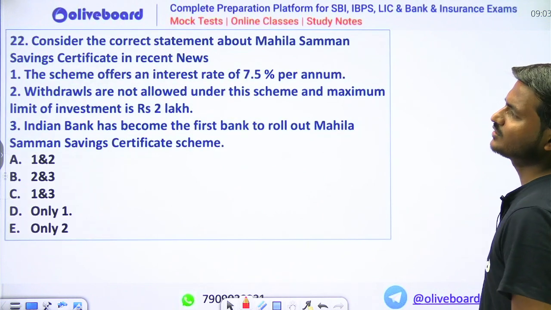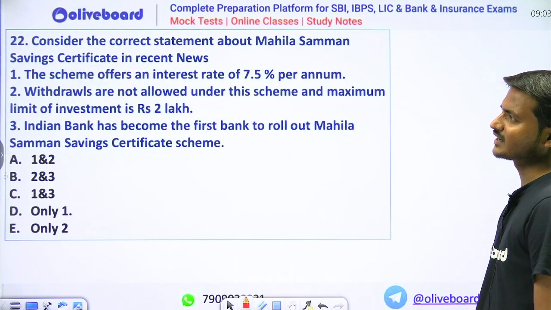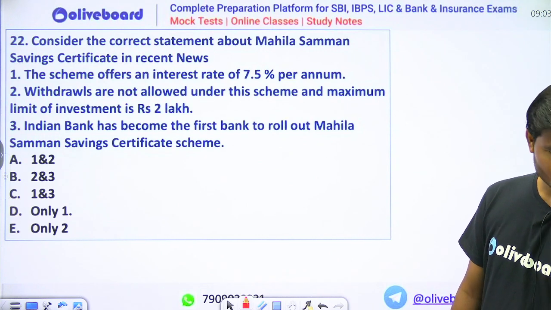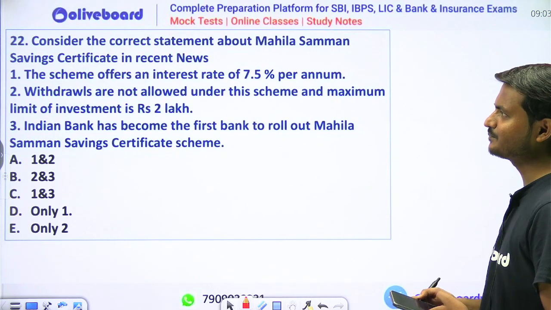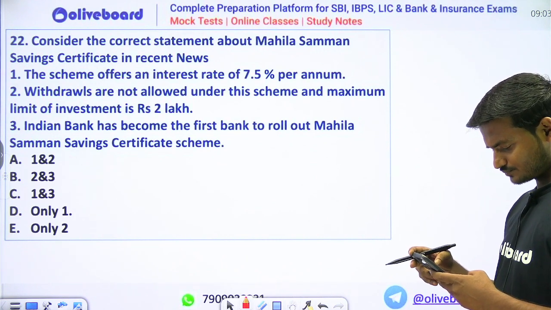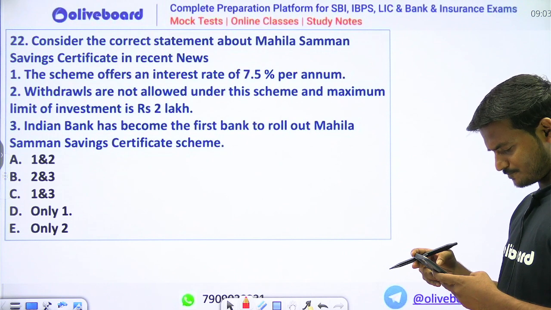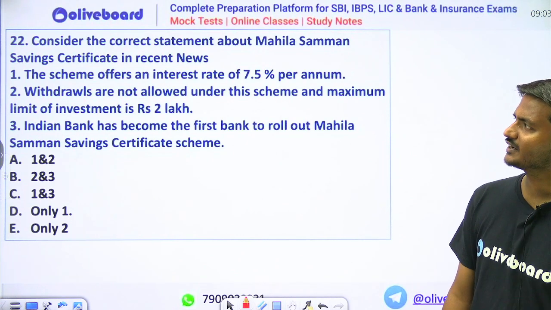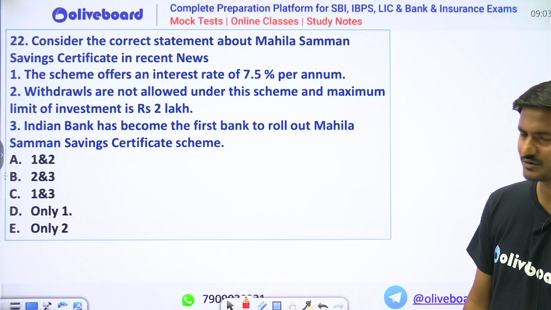Okay, now the next question. Consider the following statement about Mahila Samman Saving Certificate Scheme. Mahila Samman Saving Certificate Scheme is in the recent news. Okay, so the options here are, the scheme offers an interest rate of 7.5% per annum.